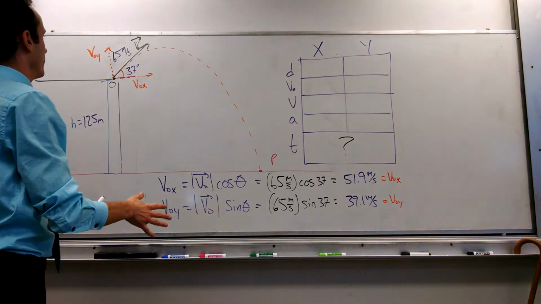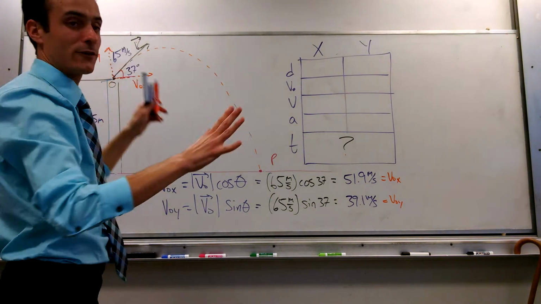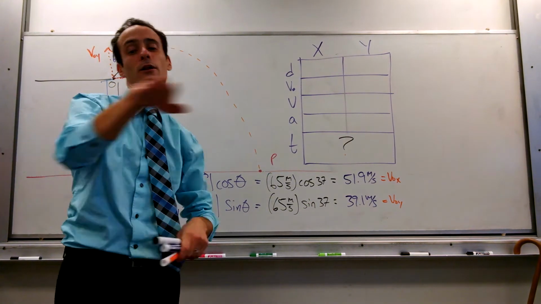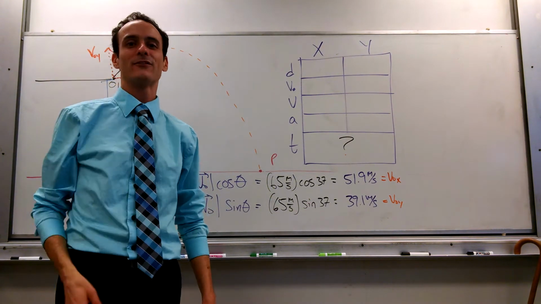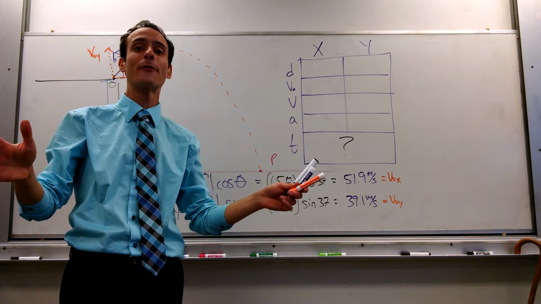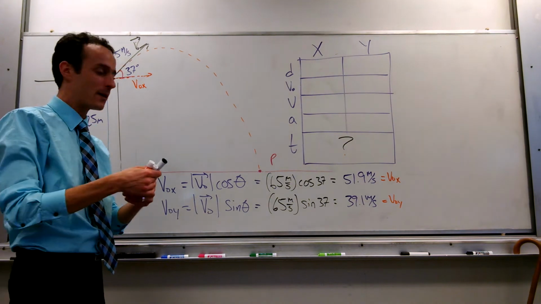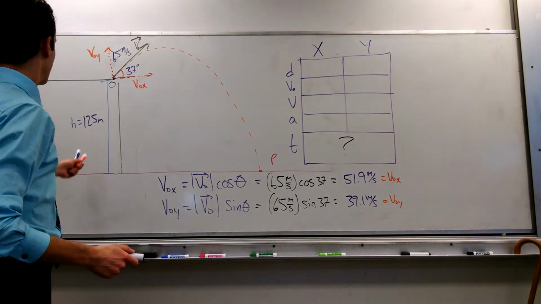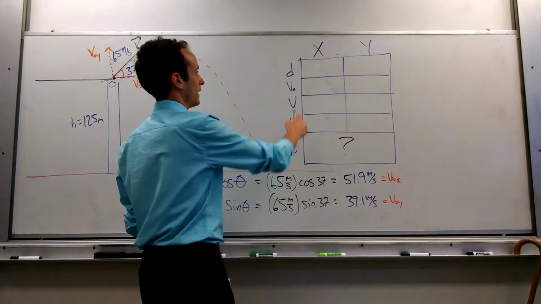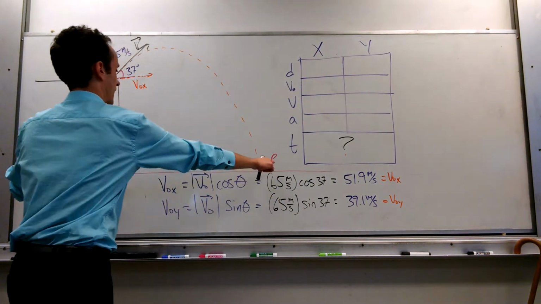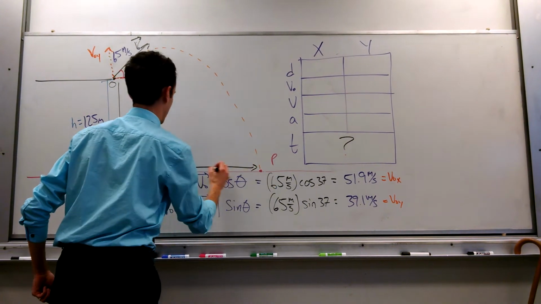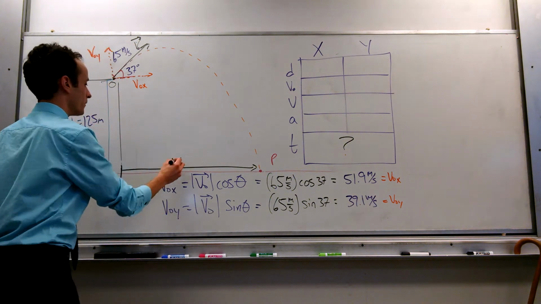So now that I know these, all my vectors are either along x or along y. And that's how I want them, because now it's going to make calculating much easier. So what am I looking for? I don't know delta x. Delta x would be this quantity here. I don't know that, but I'm going to assume that the problem's probably going to ask me that at some point. So I don't know delta x.